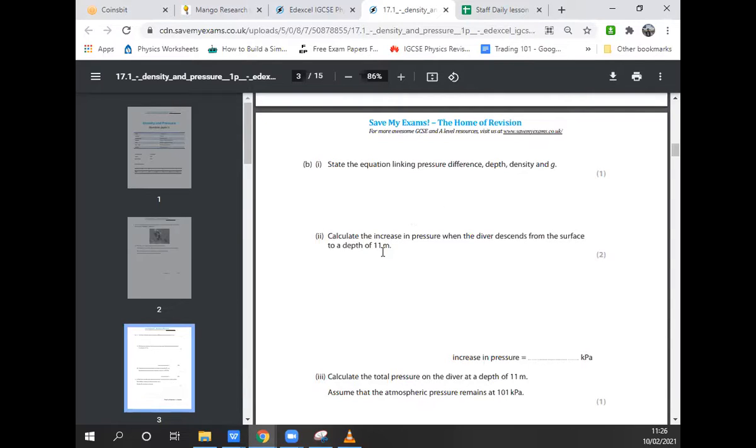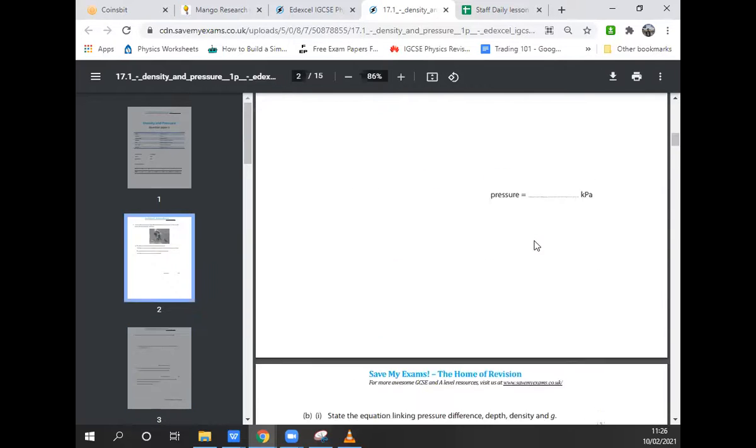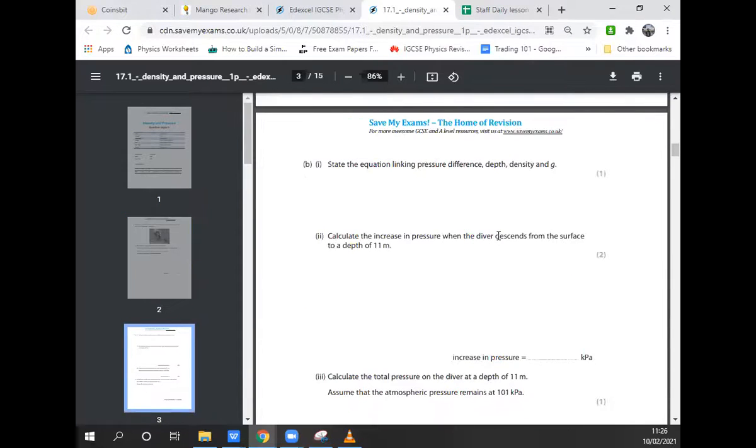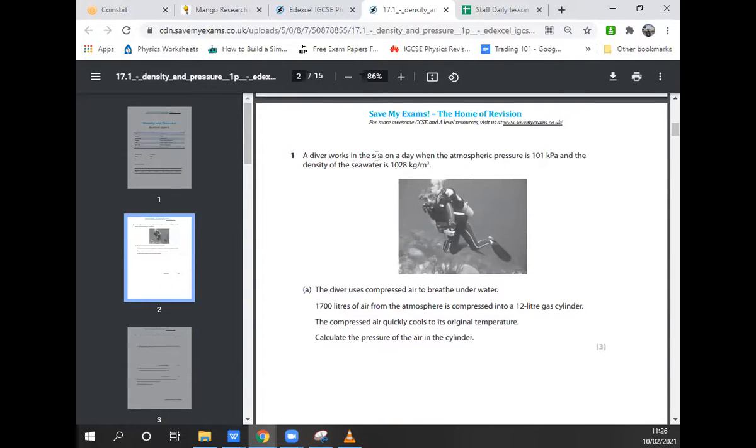And here they ask you to find the increase in pressure when the diver descends from the surface to a depth of 11 meters. Now, if you have the paper, you can get these values and try. Shall we try? 11 meters, and this is the data. Just run a calculation on the calculator. H rho g, no? So H into rho is 1028, gravity is 10. We have a pressure difference of 113,000 pascals. Are you getting that?